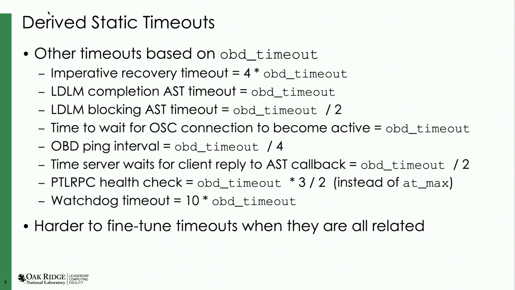So if you want to change the ping interval and increase it, you have to increase the OBD timeout. But that means you're also increasing lock completion, AST timeouts, and various things like that. They're all related. So to change one to suit your needs also means changing others, which could potentially not have the effects that you desire. And so that's where the strength of the adaptive timeouts comes in.